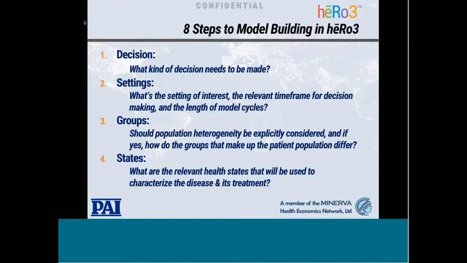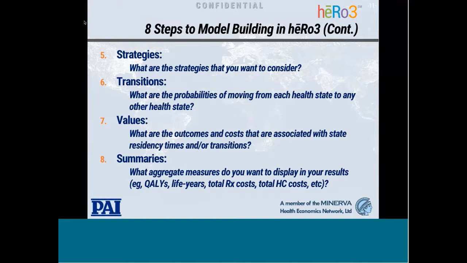Next we have states. There we define the different health states in the model. 5 is strategies, so the different strategies that are being compared within the model. 6 is transitions, so that's where we define the probabilities of moving between health states. For a Markov cohort model, that involves defining a transition matrix. For a partitioned survival model, it involves defining distributions of PFS and OS.